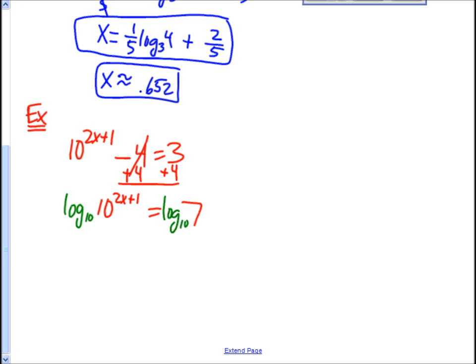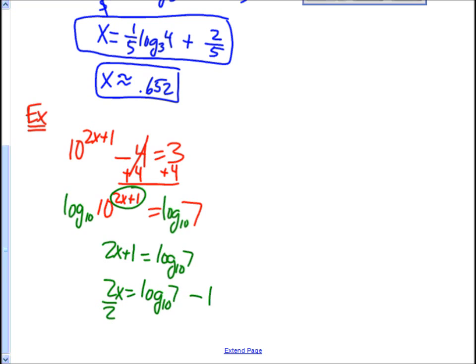So log base 10 of 10^(2x+1) is 2x + 1. Then you have log base 10 of 7, so the log of 7. You don't have to write base 10 if you don't want to on this one. Subtract 1 on both sides, so log base 10 of 7 minus 1. Divide by 2, so take everything and divide by 2. So I'm going to put a 1/2 in front here. So I have 1/2 log base 10 of 7 minus a half, which is approximately -0.077.